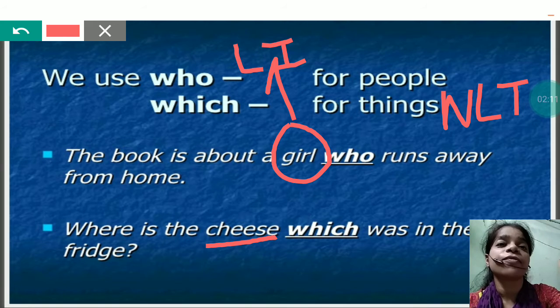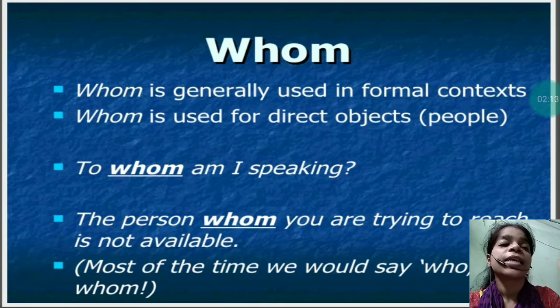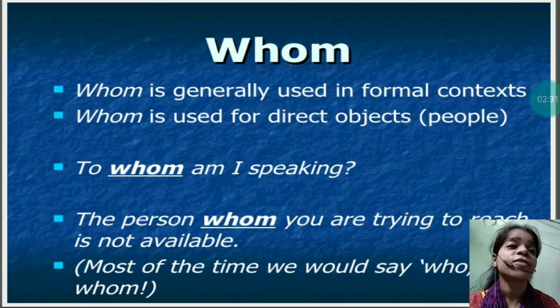Next one is whom. Whom is generally used in formal contexts. Whom is used for direct objects or people. Means the relative pronoun whom is used to show the relation between the direct object and the information provided. Means it tells about the direct object.